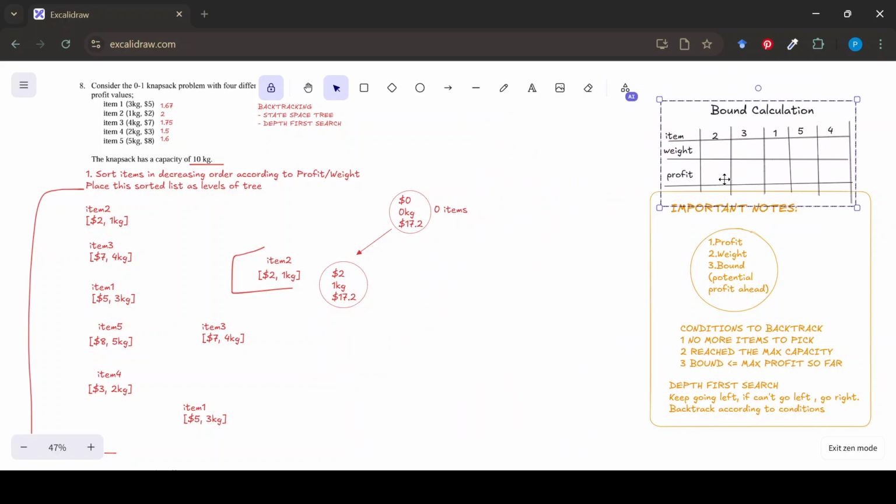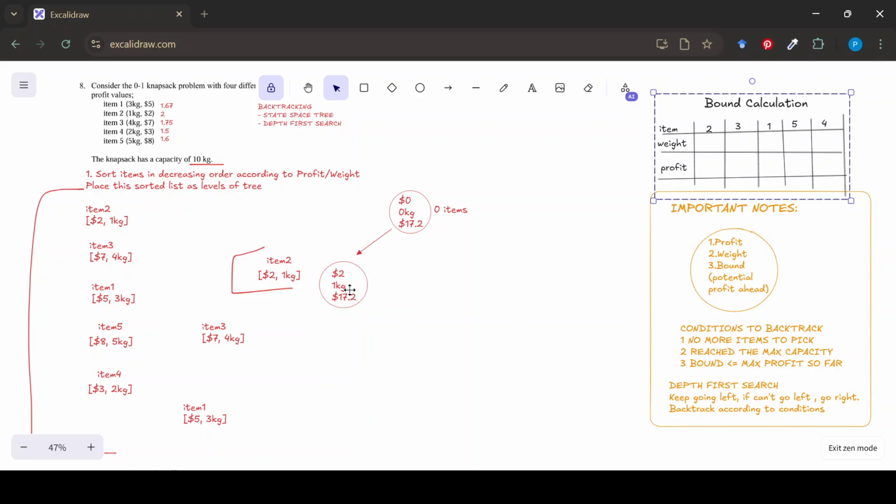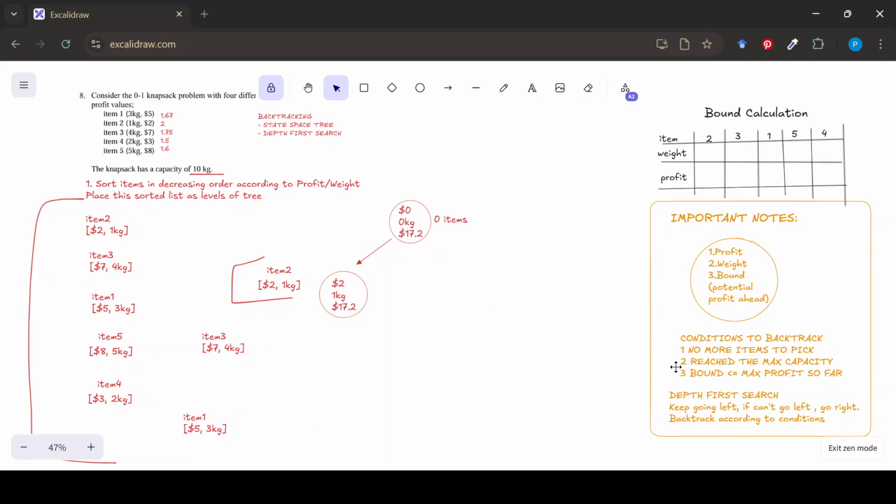But the way to think about it is that the potential items you're picking up has not changed because you're still including this item 2, right? So it doesn't really matter that much. But if you want to be on the safe side, you can calculate the bound for each. To save time in this video, I won't do that. So after that is done, let's check our conditions again. No more items to pick up? Well, we do have some more items. The maximum capacity is not reached, and the potential profit is still way more than the profit we have found.